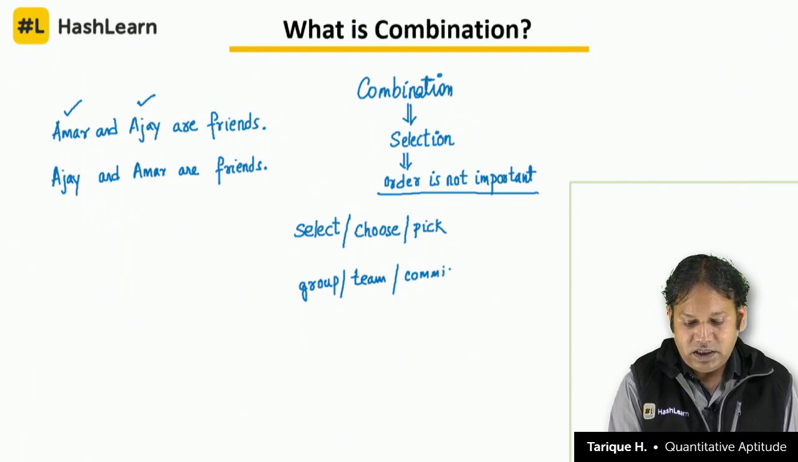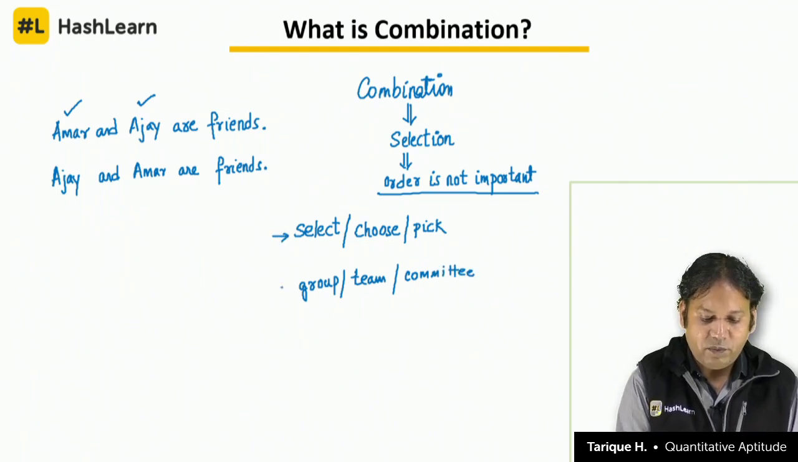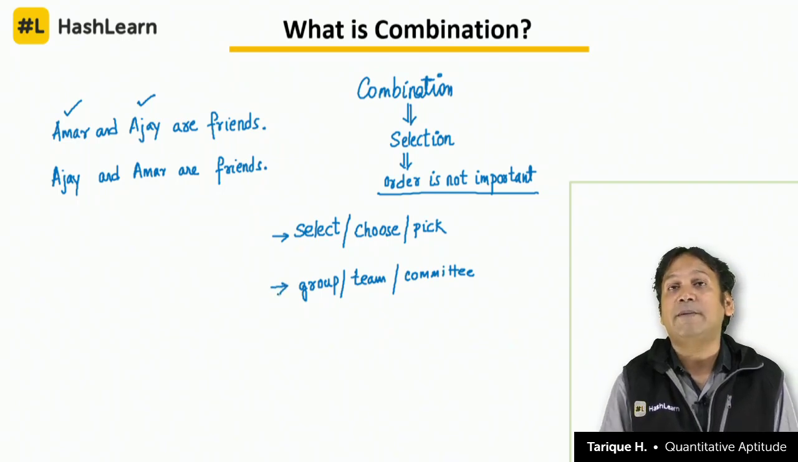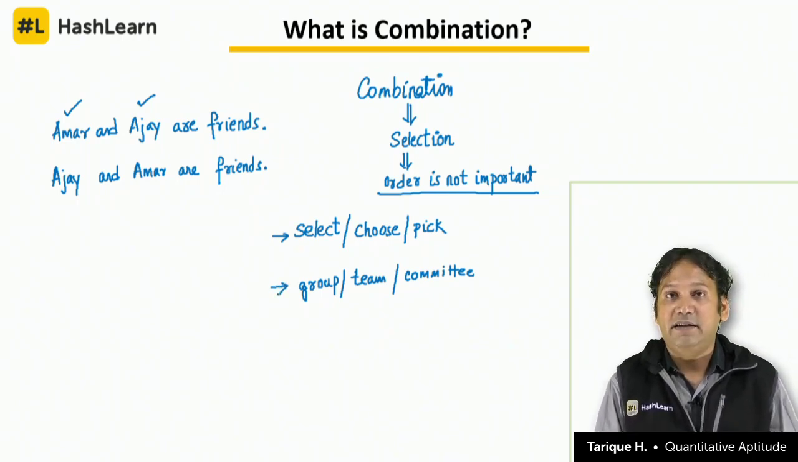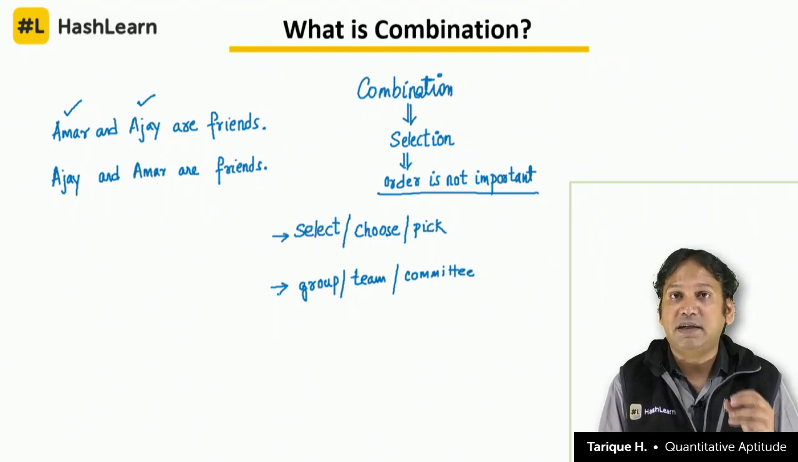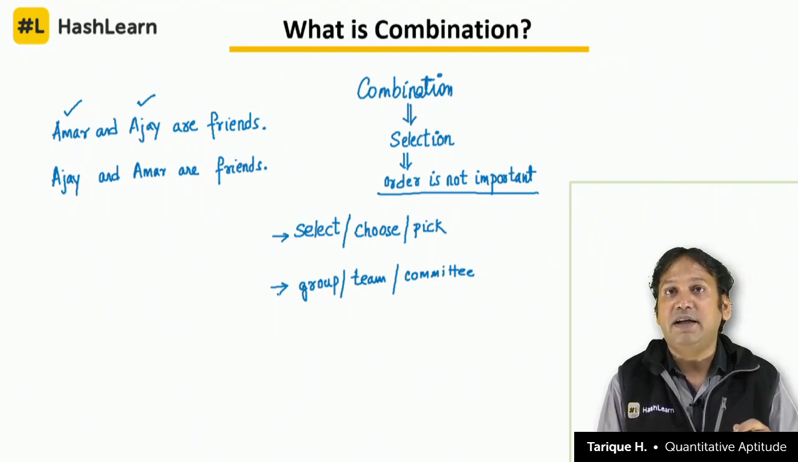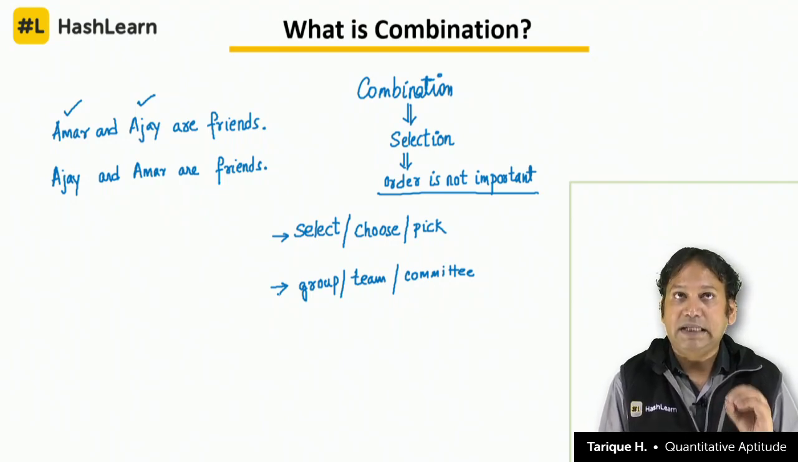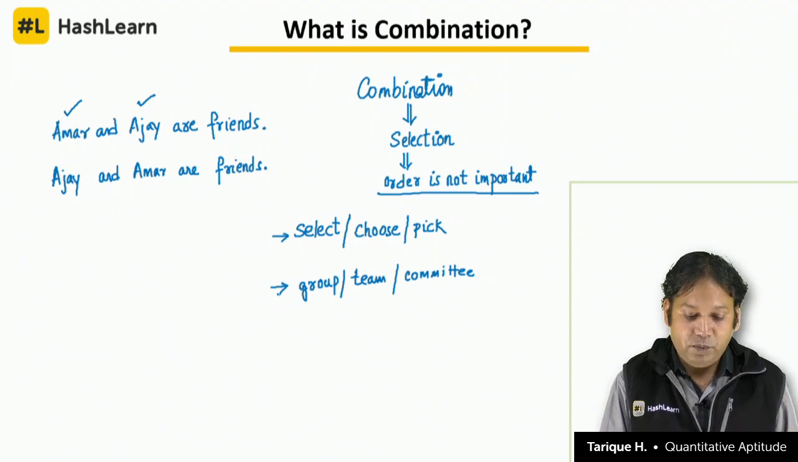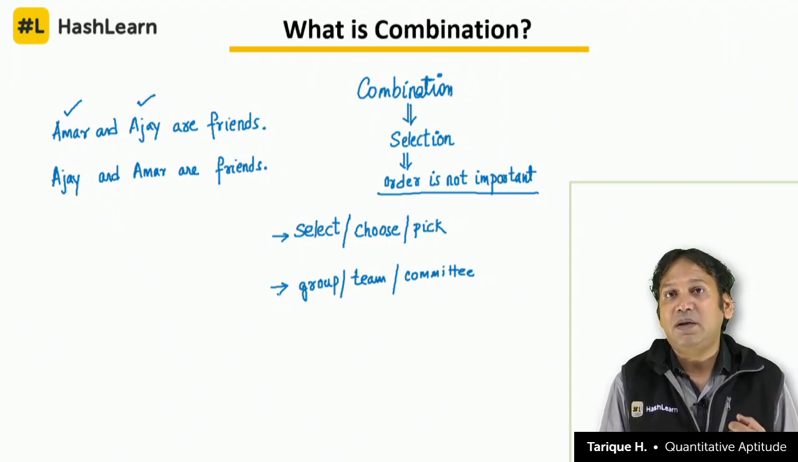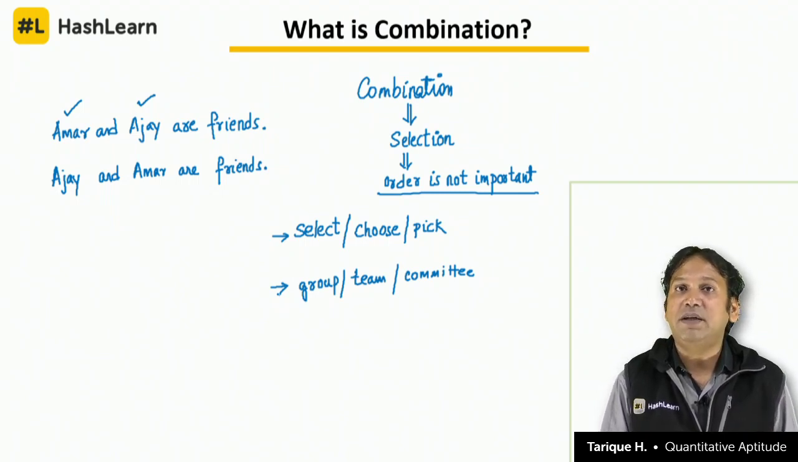So all of these keywords are there that should indicate to you that you are dealing with a question of combination, just like we have keywords for permutation, like digits, letters, numbers, words, arrangement, seating arrangement. All of these are keywords that instantly tell you that this is a question of permutation, whereas the keywords select, choose, pick, group, team, committee are keywords that tell you that this is a question of combination.